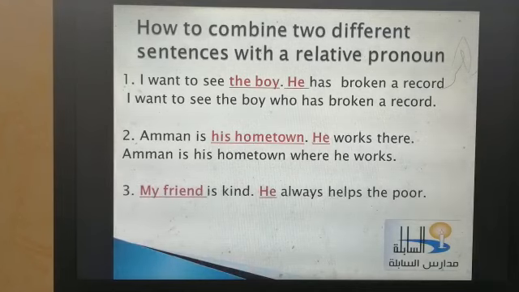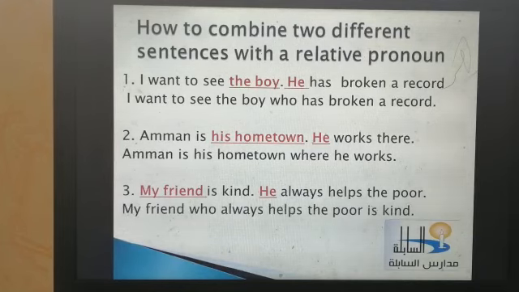My friend is kind. He always helps the poor. So we are talking about my friend. Try to think which one we will use in this sentence. Let's see the answer. My friend who always helps the poor is kind.